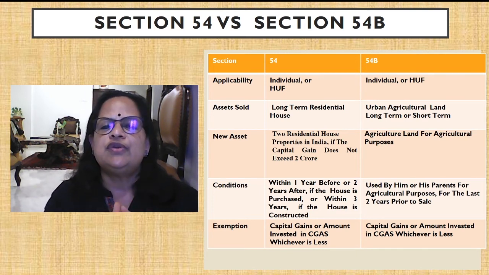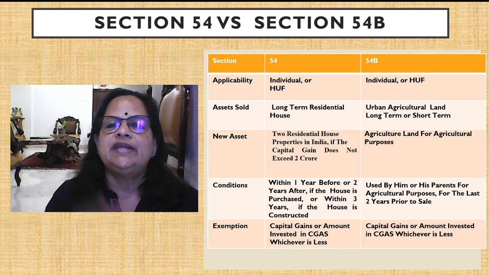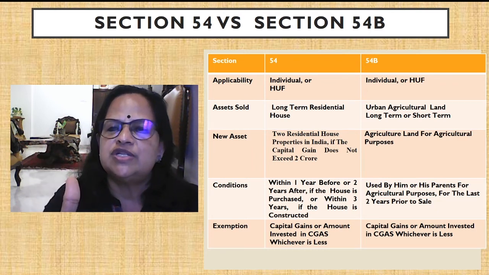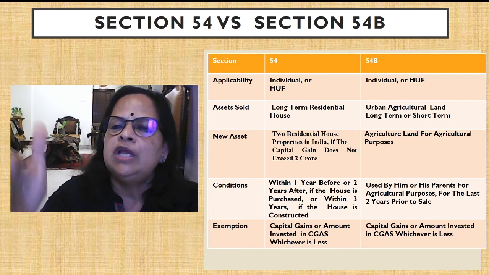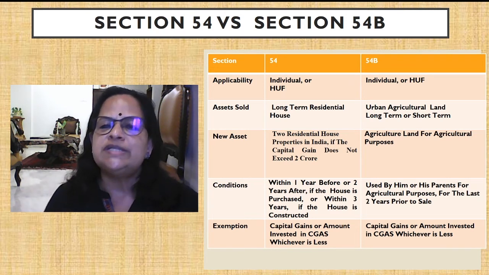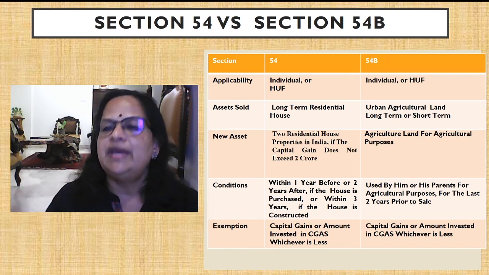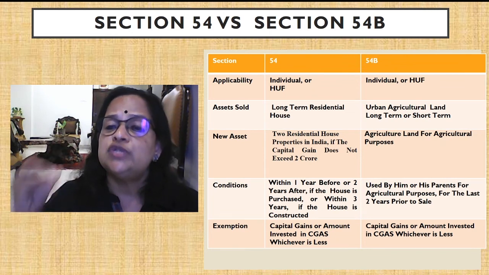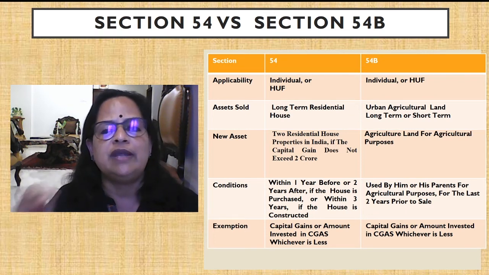So section 54 applicability: individual and HUF. 54B is also individual and HUF. Now asset sold. In the case of 54, it's a long-term residential house property. For 54B, it's urban agricultural land, long-term or short-term. It can be long-term or short-term. Now the new asset is 2 residential house properties he can buy in India if the capital gain is not exceeding 2 crore. 54B, agricultural land he is going to use only for agricultural purposes. If any commercial aspect is there, he cannot claim this exemption.